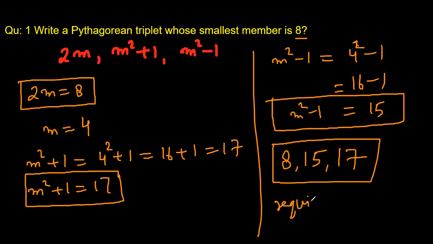So 8, 15, 17 is the required triplet. Required triplet means a Pythagorean triplet: 8, 15, and 17. This is the answer because we observe that the smallest member is 8. But we can have another triplet also where 8 is a member, but 8 is not the smallest. That we can obtain considering this or this as 8. How will you do it? Let's see.